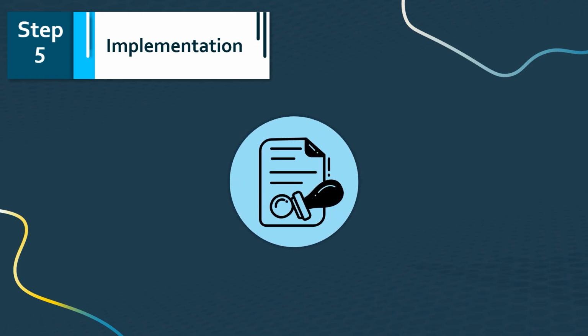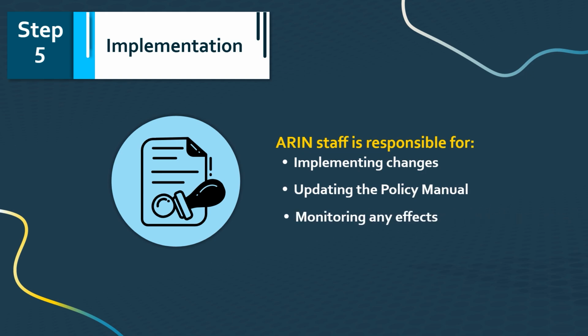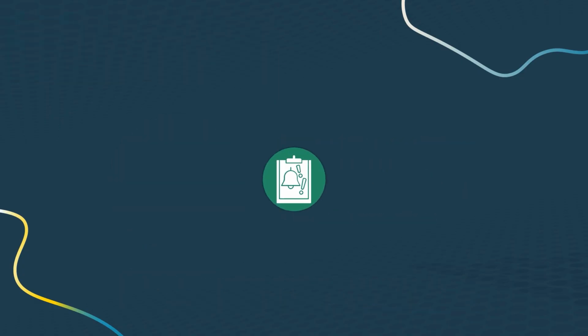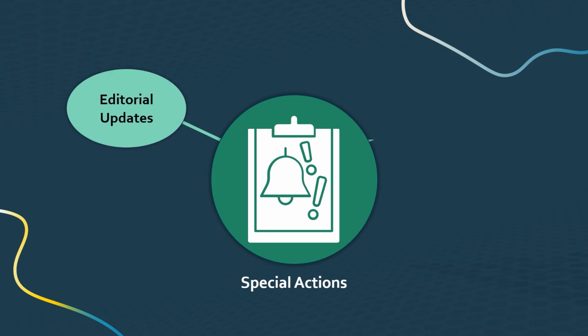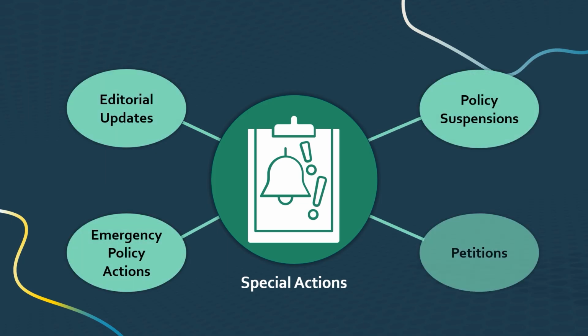Once the board adopts the policy, ARIN staff is responsible for implementing the changes, updating the policy manual, and monitoring any effects of the new policy. Staff will report any significant issues regarding implementation back to the community. In certain situations, special actions may be used to address policy needs outside the standard development cycle. These include editorial updates, policy suspensions, emergency policy actions, and petitions.